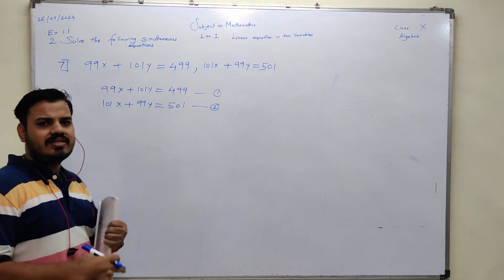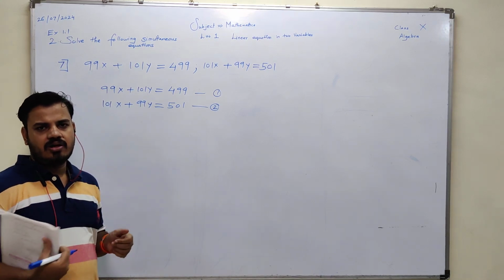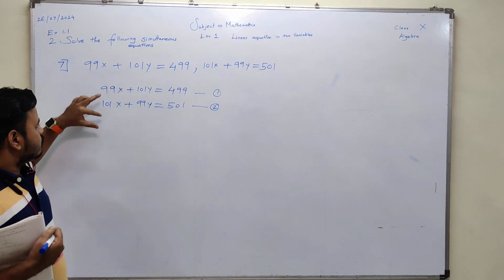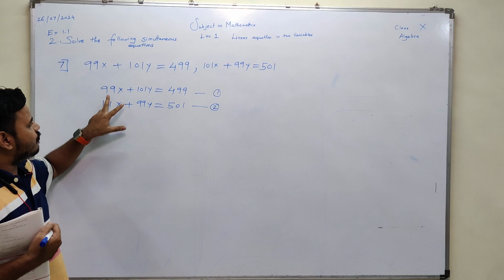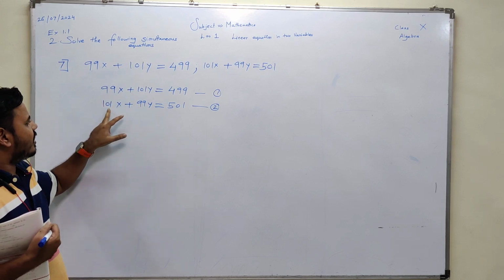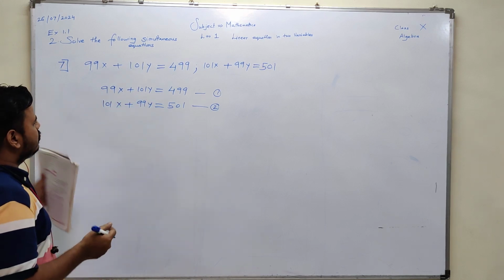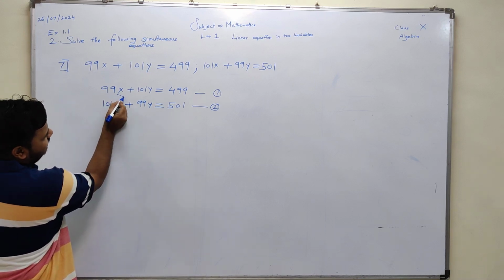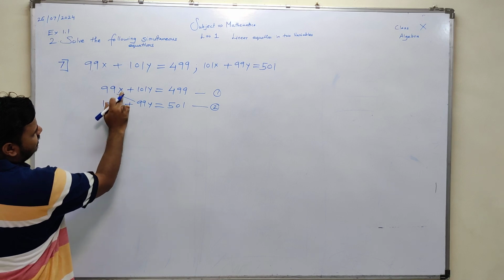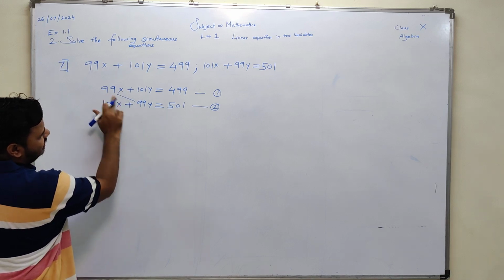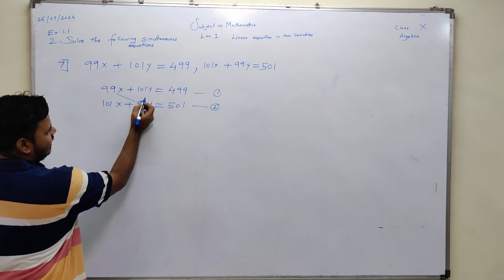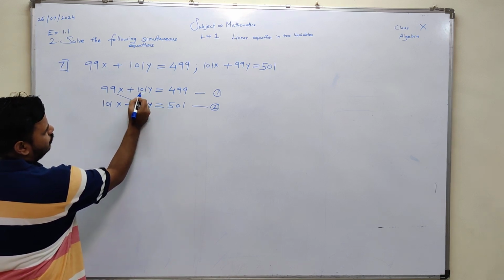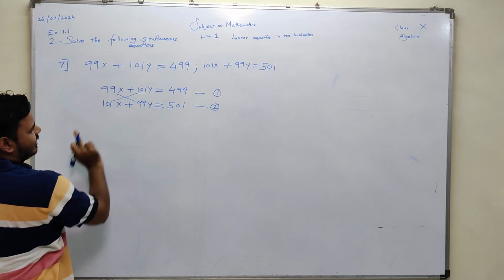So here there is a hack, there is a trick which you can use and you can save your time. So here you have to observe the coefficients carefully of x and y. If you observe it carefully, there is a pattern. You can see here this 99, in the first equation it is the coefficient of x, in the second equation it is the coefficient of y. And 101, in the first equation it is the coefficient of y, and in the second equation it is the coefficient of x.